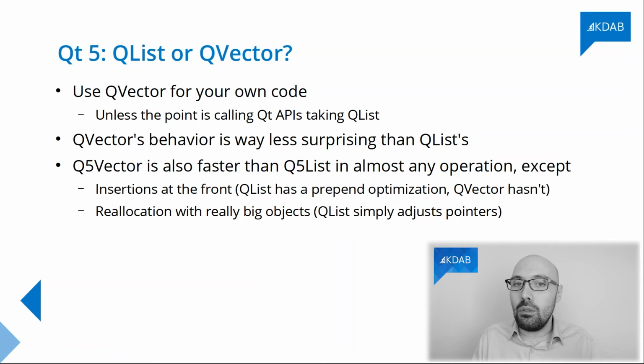But both of these can be solved, either by choosing a better container than QVector, than a vector, if you really plan to do a lot of insertions in the front, so things like a deque come to mind. And also, if you do have this problem of having gigantic objects, then it would make sense to be more explicit in your API and, for instance, use a vector of unique pointers if that's your cup of tea.